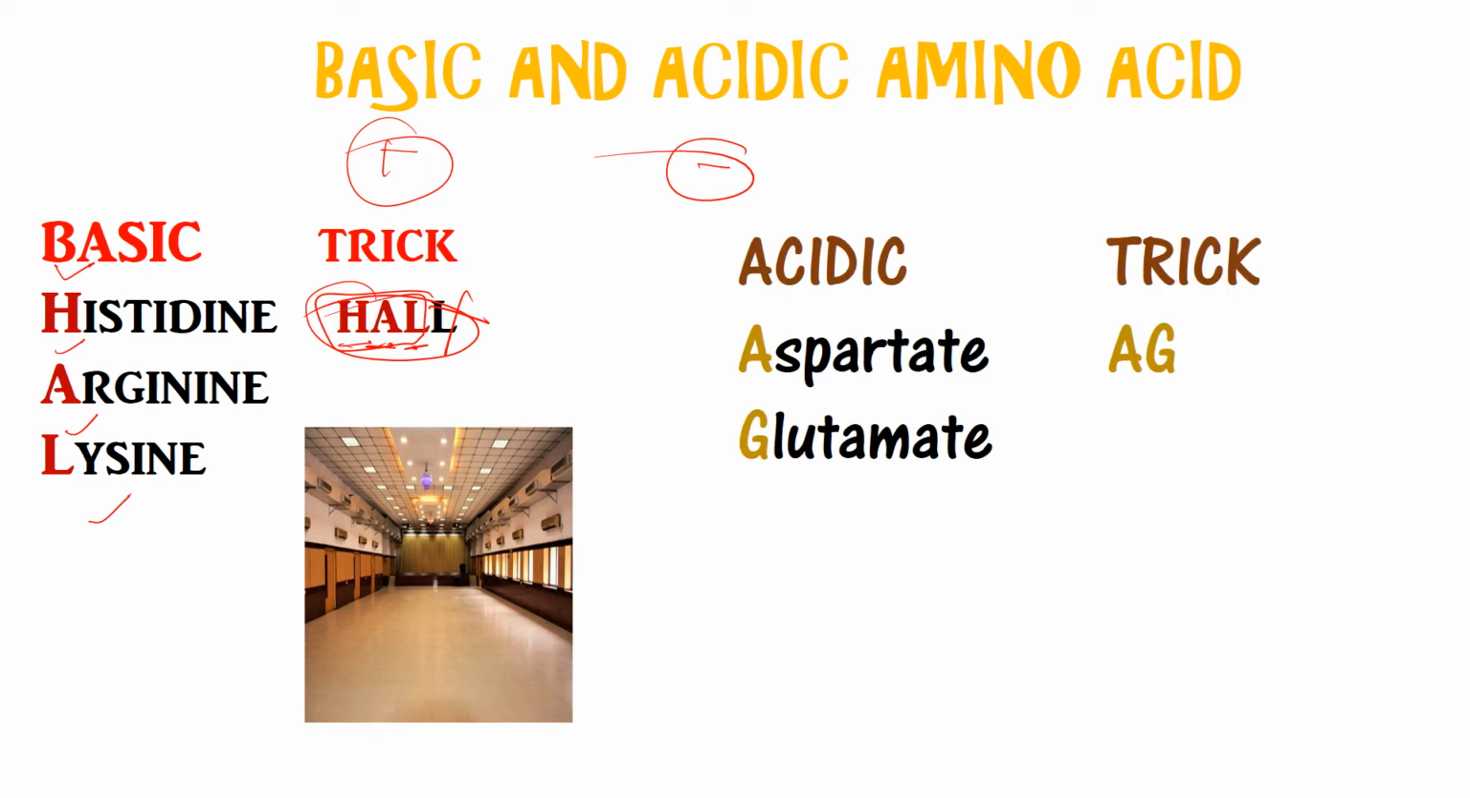The next is acidic amino acids, and only two amino acids are included, aspartate and glutamate. For this, AG is the simple trick, and in India married women call their husbands AG. So you can remember it by this also. AG is a very simple word, you can easily remember that. So these are included in the acidic amino acids.